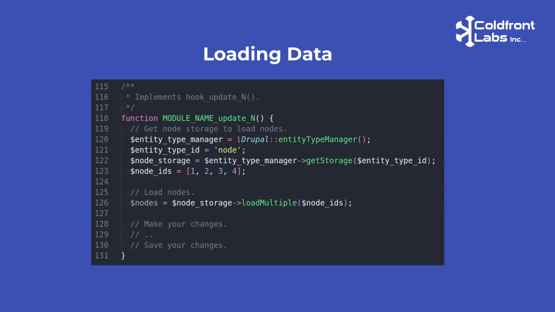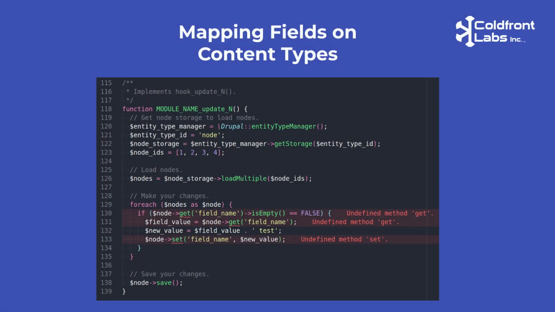So here we have an example. We have the entity type manager that we go and get. We have the entity type ID. And then using get storage, we get the node storage handle. And then here we just have an array of IDs. Then we can load those nodes based off of those node IDs.